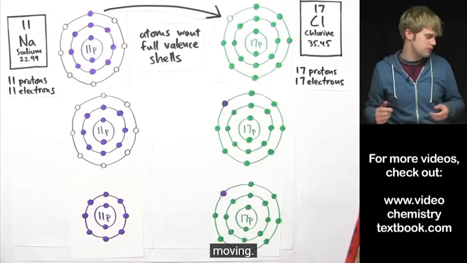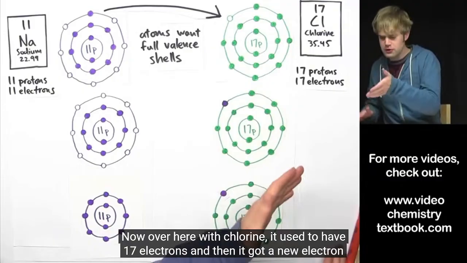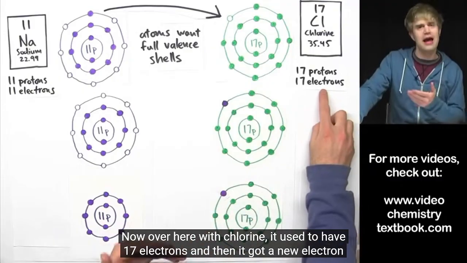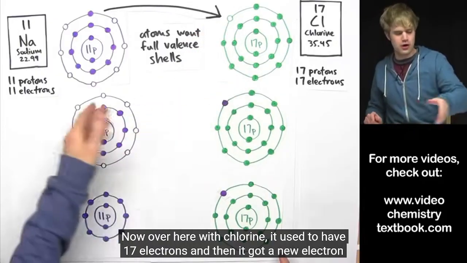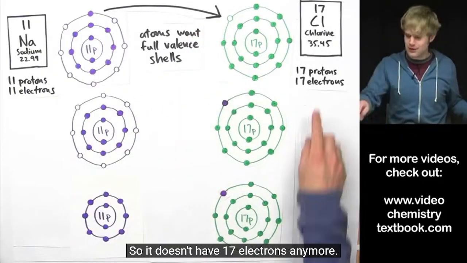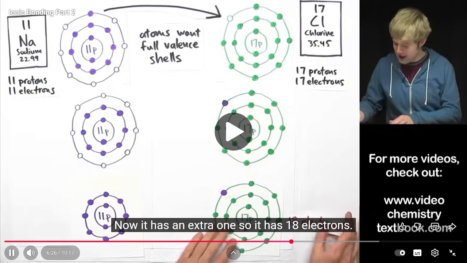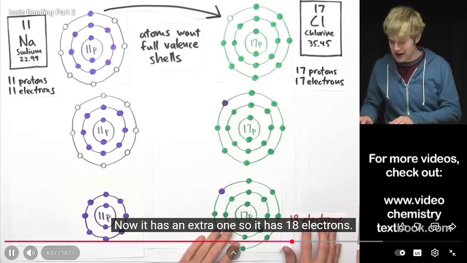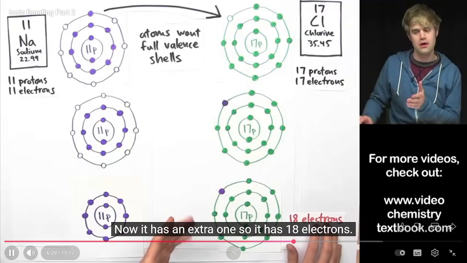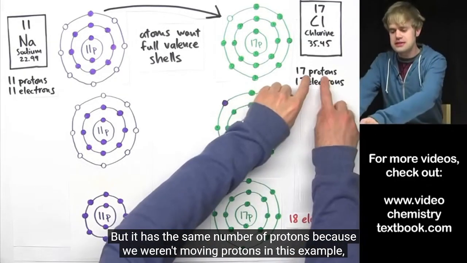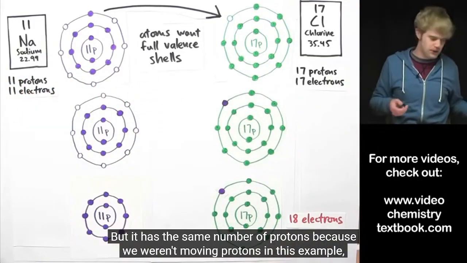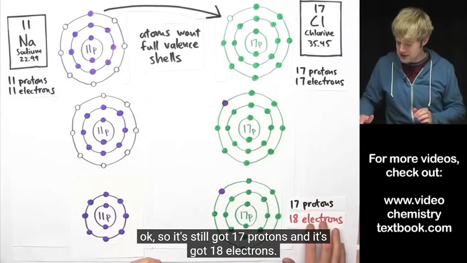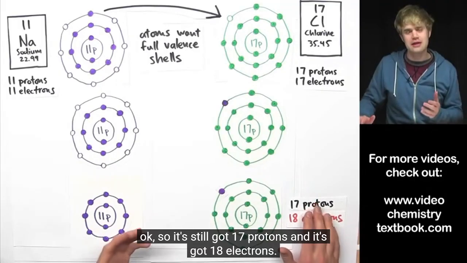But let's talk about what's going on with the electrons here, okay? Because there are electrons moving. Over here with chlorine, it used to have 17 electrons, and then it got a new electron from sodium. So it doesn't have 17 electrons anymore. How many electrons does it have now? 18. It has an extra one. But it has the same number of protons because we weren't moving protons in this example. So it's still got 17 protons, and it's got 18 electrons.